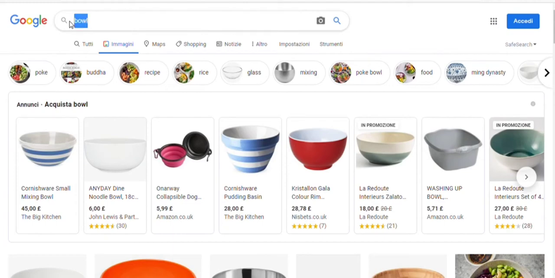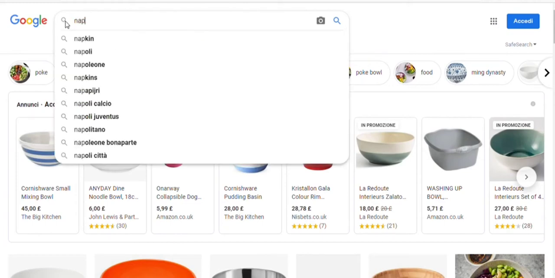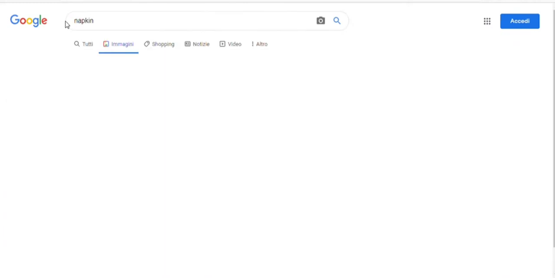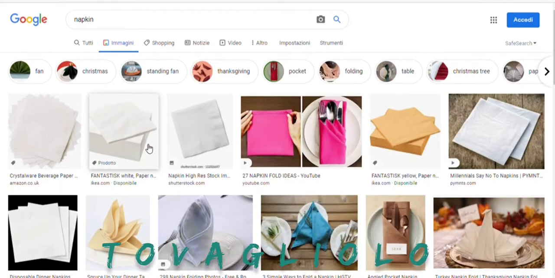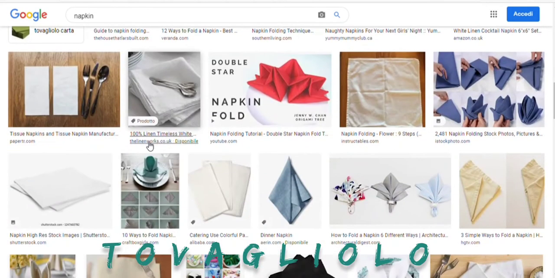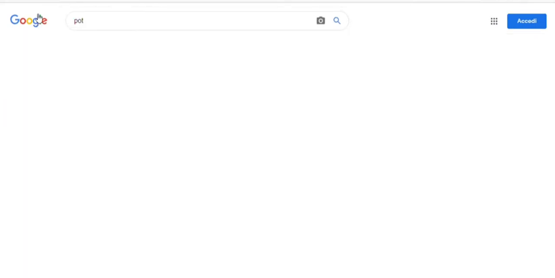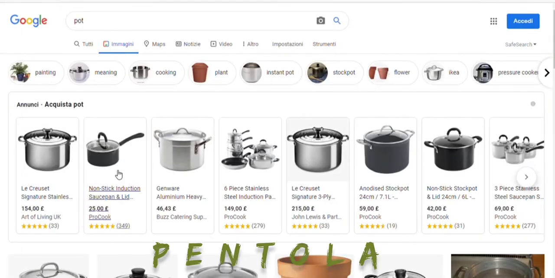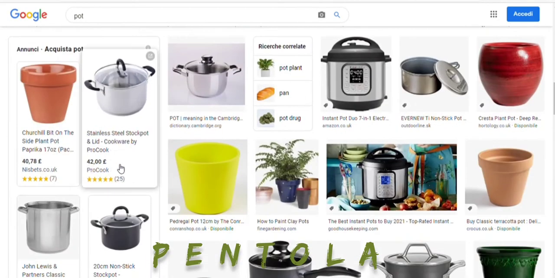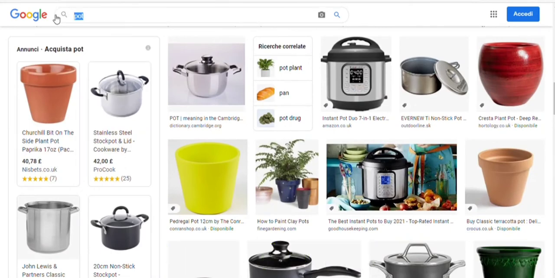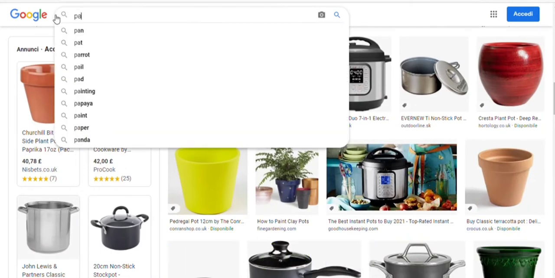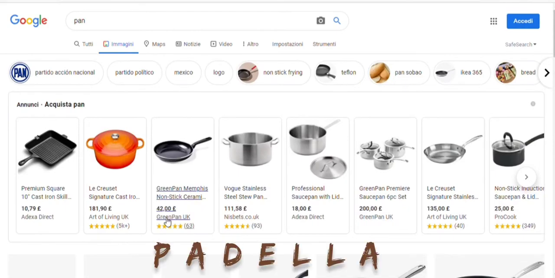Napkin. Napkin, yeah, we have napkin. So napkin is tovagliolo. And then we have, I think we have pots, yeah, right? So pot is pentola. And we have a pan, which is padella.